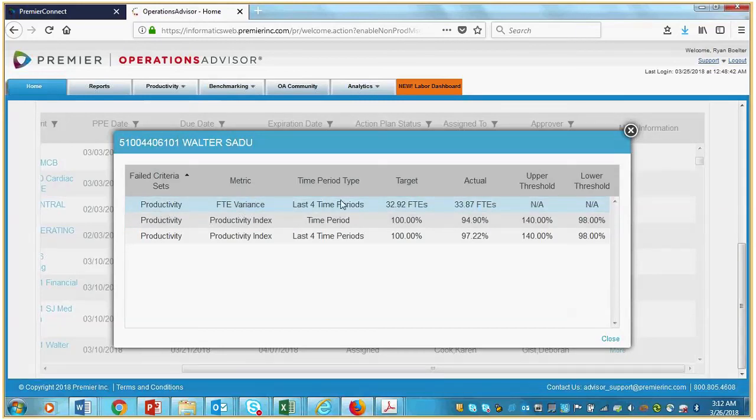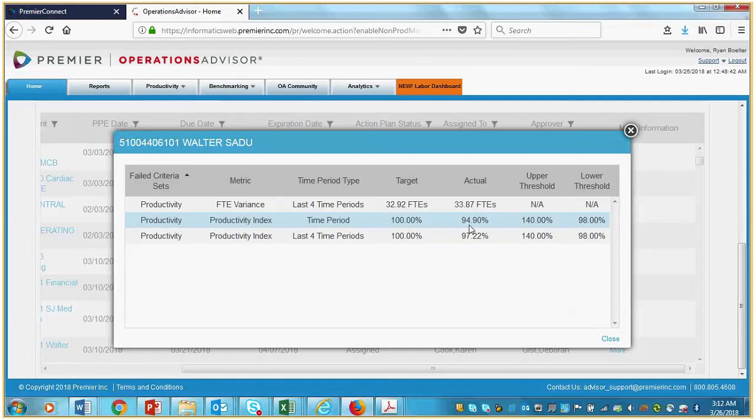Productivity FTE variance, productivity index current period, productivity index last 4 periods. So the actual result here was below the lower threshold. The target for productivity is always 100%. That's really the goal. But we've given you a threshold range in FHS for 98 to 140, for Roseburg 95 to 110. That's what your leadership team decided upon.